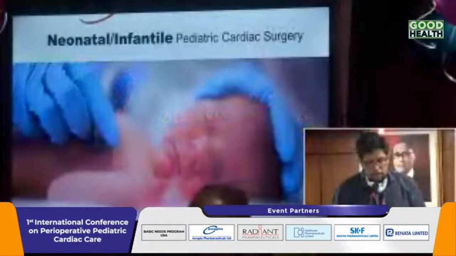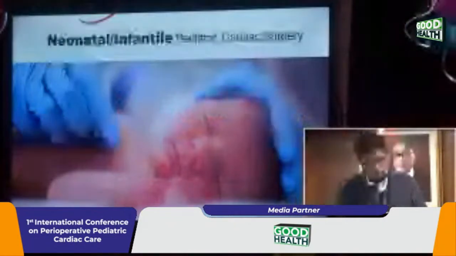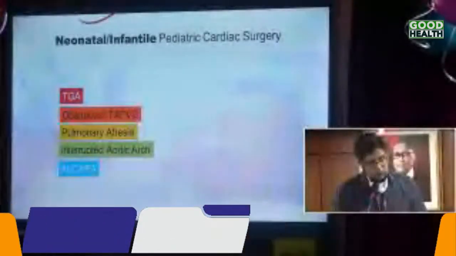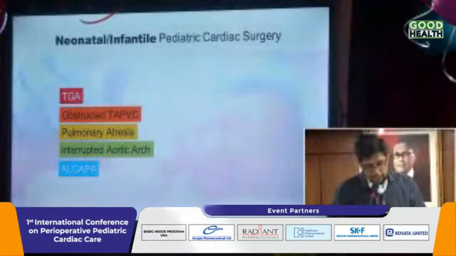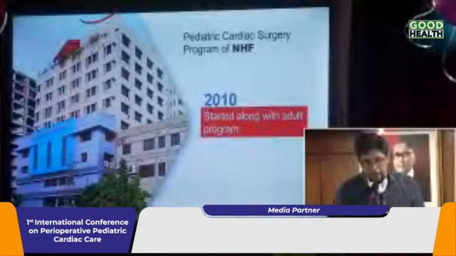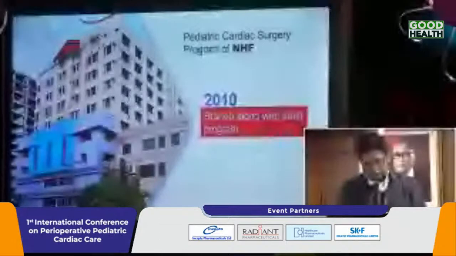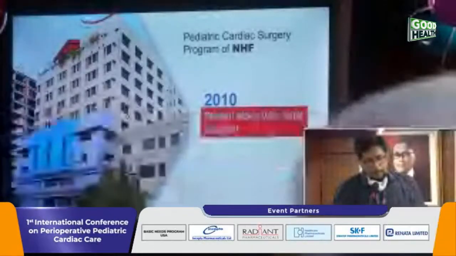Regarding neonatal and infantile pediatric cardiac surgery, we know there is a big spectrum of disease with which patients might come. These are diseases where patients used to come very early in their life. A neonatal cardiac setup cannot be developed in a first setting; it has to be grown over time.